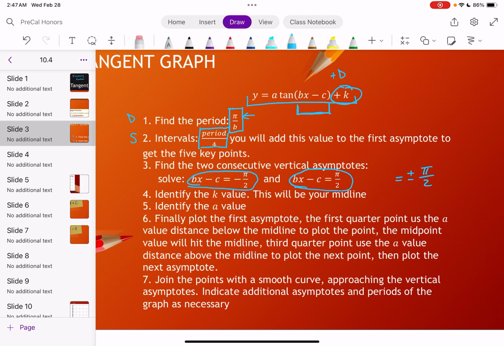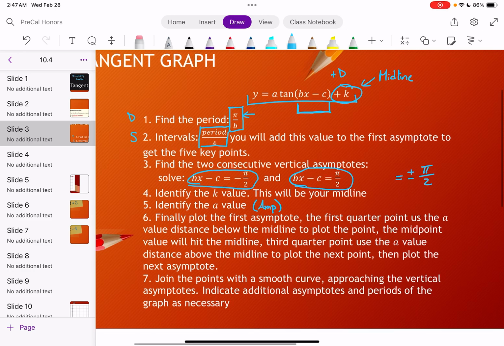As we stated before, the k in this equation still would be there, and in this case, it would represent your midline. Now remember, your midline can also be represented by d within sine or cosine, but within tangent, it's going to be represented as a k. Your a value is still your amplitude, and that remains the same.